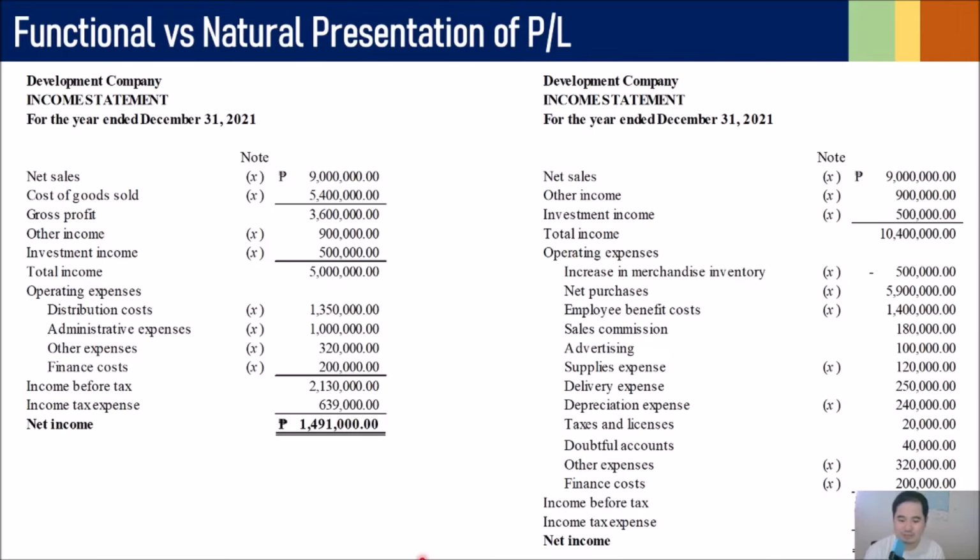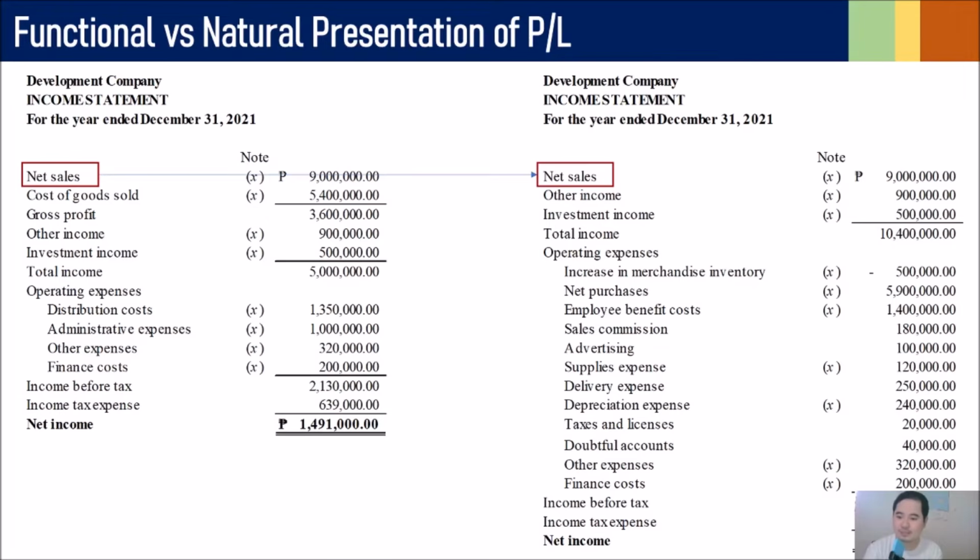So, i-check pa po natin yung similarities and differences nila one by one. So, sorry po, ang aking pong muka ay nandito sa gilid. So, hindi nyo makikita yung net income. But, the net income should still be the same, 1,491,000 po. Okay? So, kung paano po kayo mag-present ng net sales, pareho lang po.